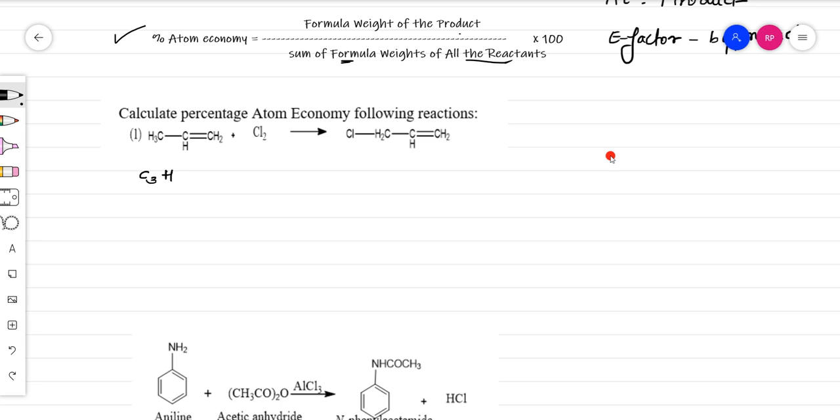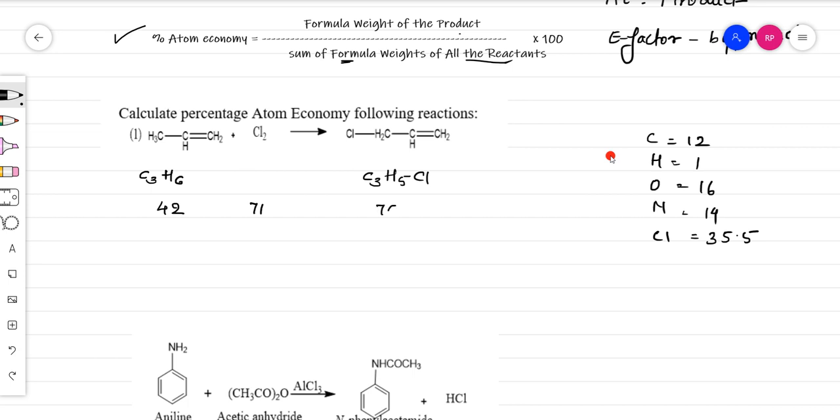This is nothing but what? Propene, C3H6. Yes or no? This is chlorine as it is. This product is C3H5Cl. Now, a few atomic weights you should always know: oxygen 16, nitrogen 14. If you want, you can pause the video and do these calculations. The molecular weight is this. Chlorine is 35.5, so Cl2 is 71 and the product is 76.5.